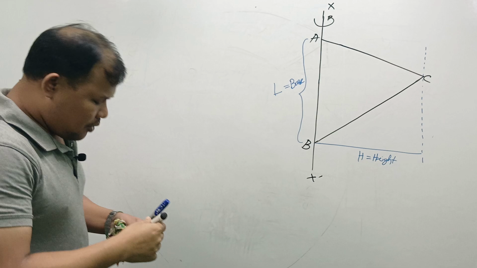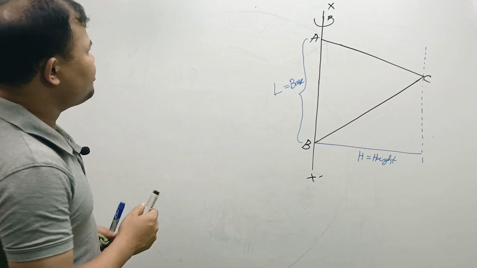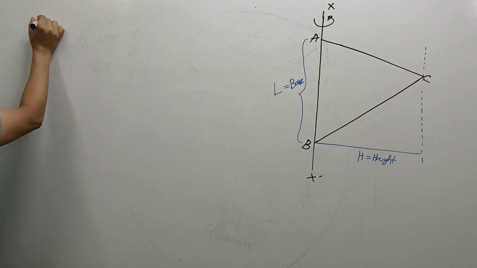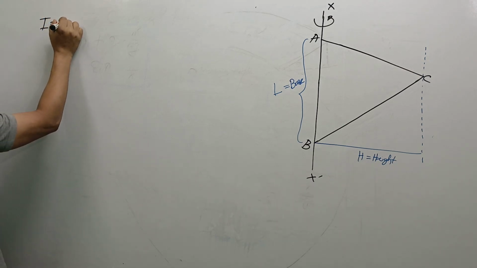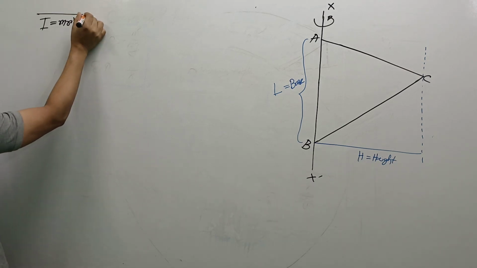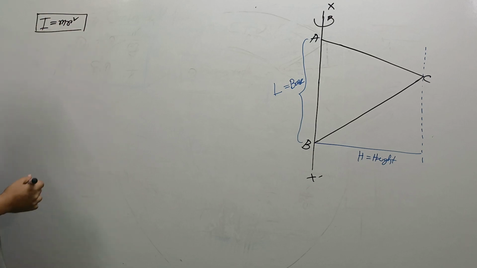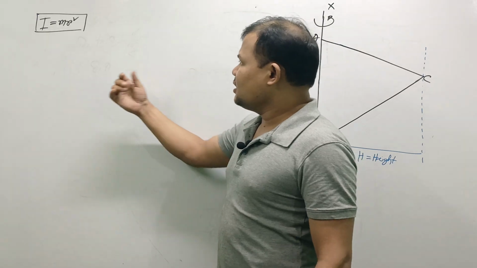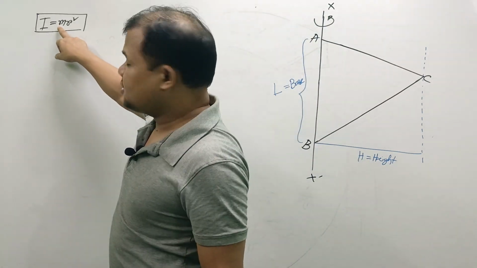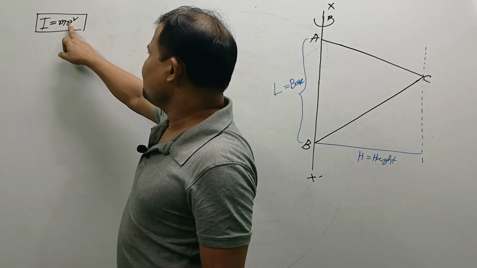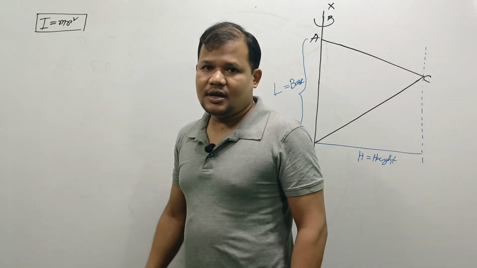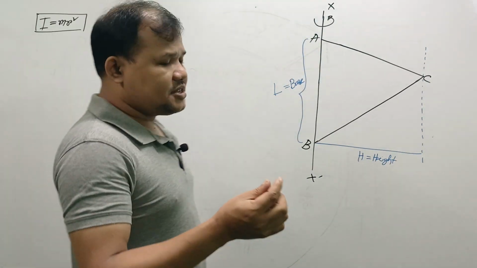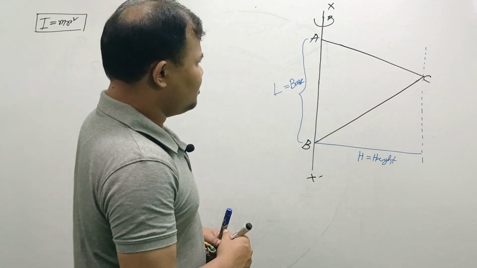Our first duty is to measure the moment of inertia. We know our formula is I equals mr square. If we apply this formula here, then we need a point mass and the perpendicular distance between the point mass and the rotational axis. My dear students, now our duty is to take a very small part of the triangle.